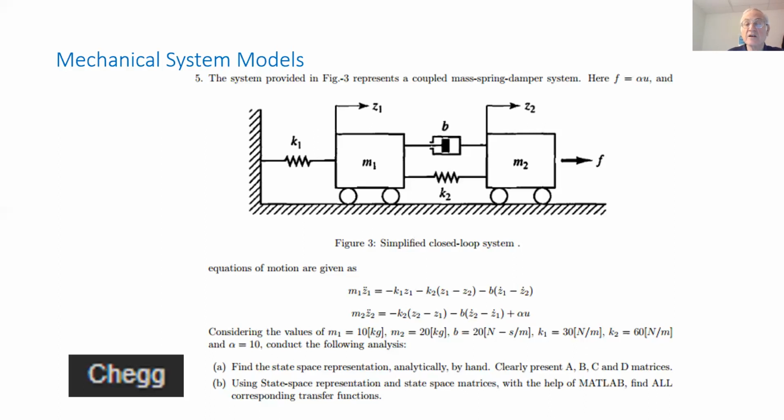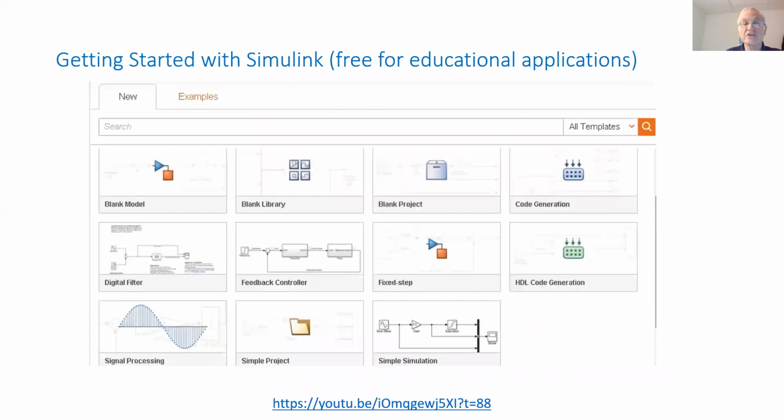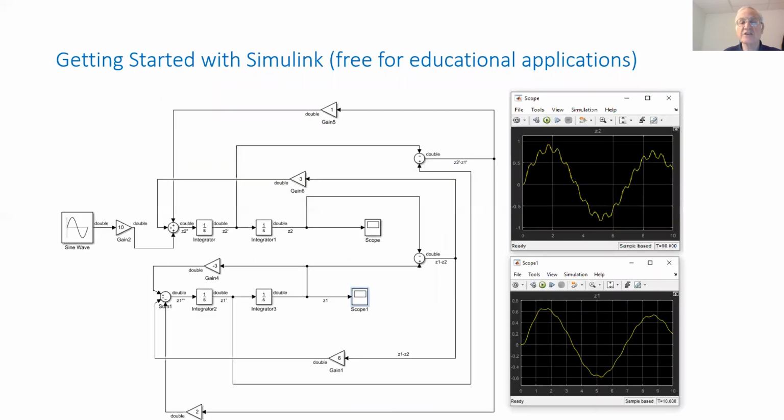And similarly, we write the equation for Z2 with the forcing function F. Now, to solve it, we can solve the mathematical equations, and we can also use Simulink, MATLAB, which is free for educational application. You click over here and you can download it, and very quickly an engineer could analyze and find the performance of that particular system.